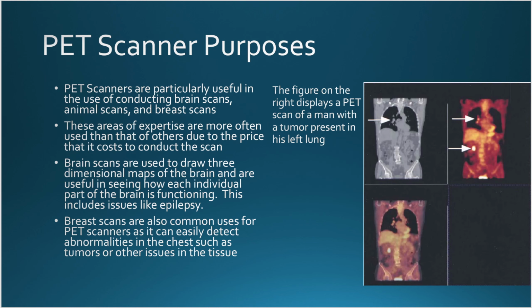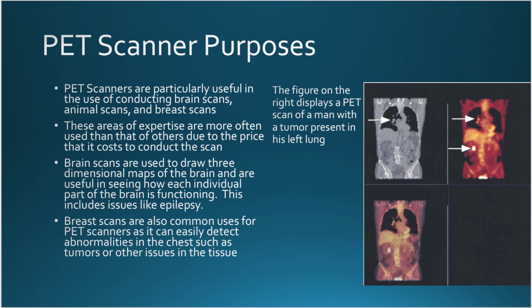As we move on, we see the PET scanner purposes. PET scanners are particularly useful in conducting brain scans, animal scans, and breast scans. These areas are often more used than others due to the price that it costs to conduct the scans. It also costs a lot more to scan the whole body, since the area that the PET scanner has to take up has to be much larger and the amount of crystals inside of it have to be much larger.